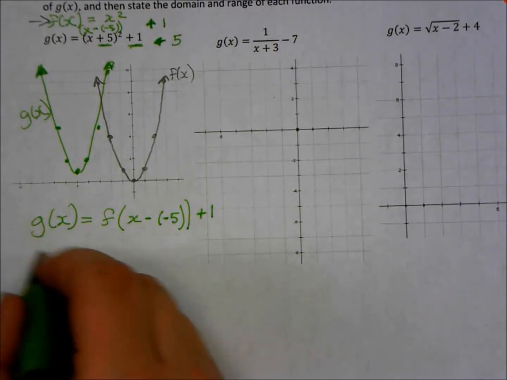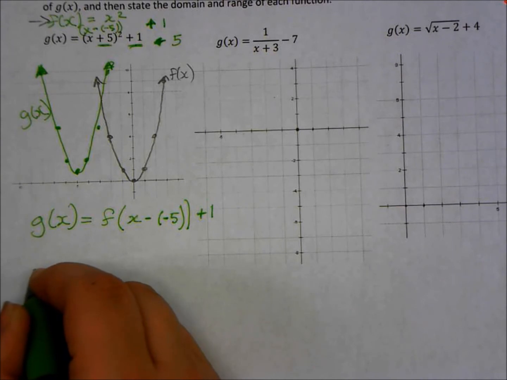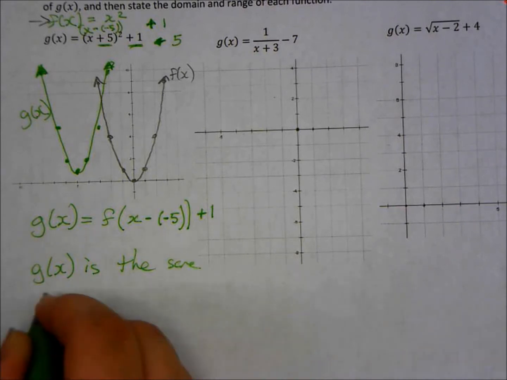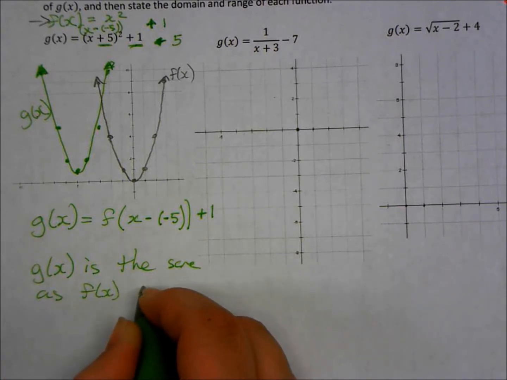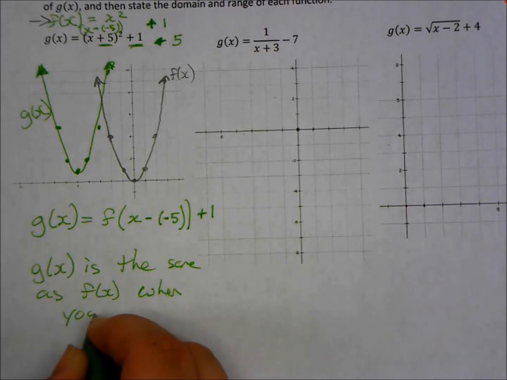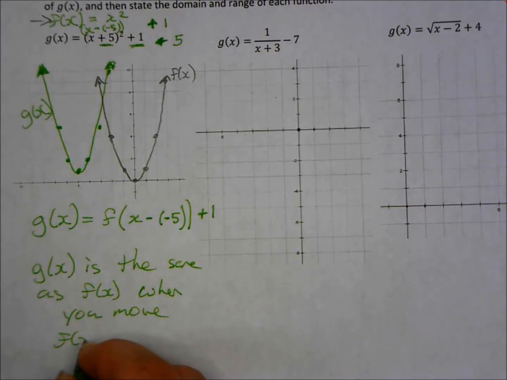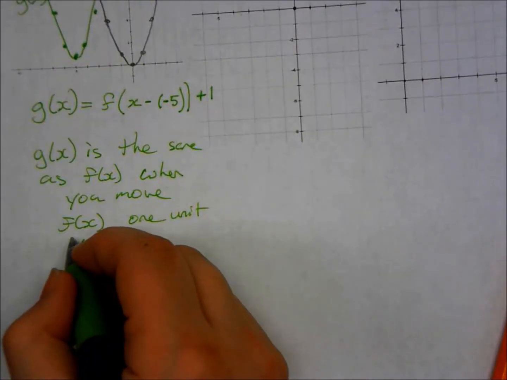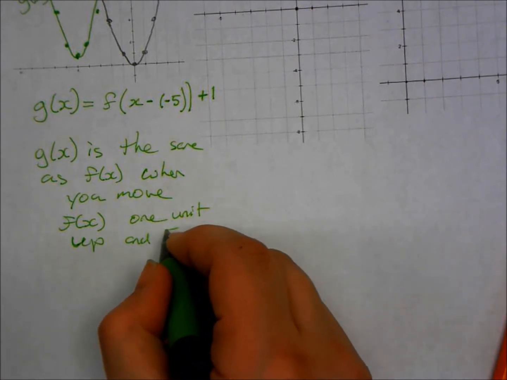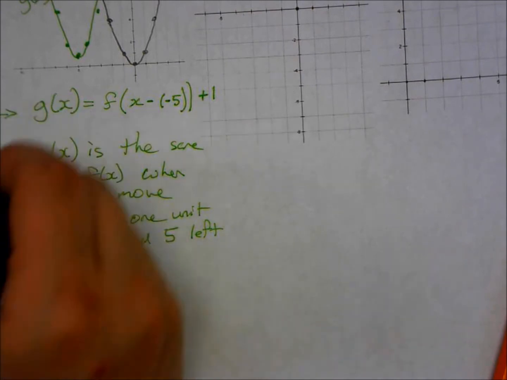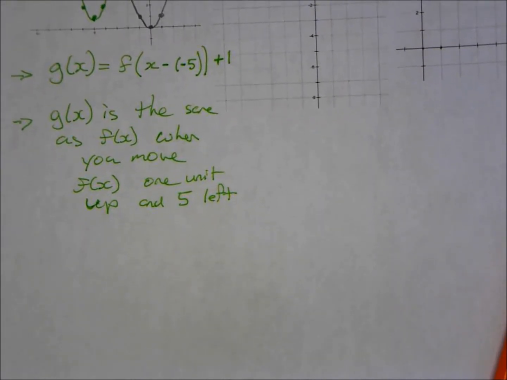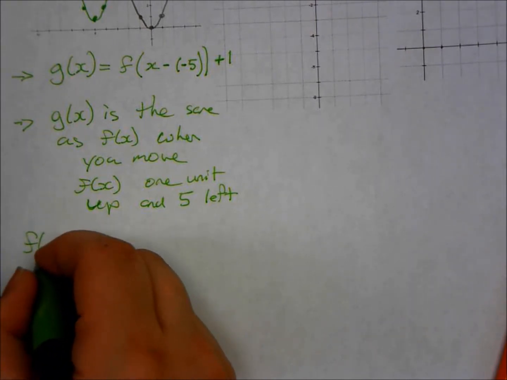In words, g of x is the same as f of x when you move f of x 1 unit up and 5 left. So I've described it in function notation, I've described it using words, I've sketched, and now it's time for domain and range. So let's first do domain and range of f of x.